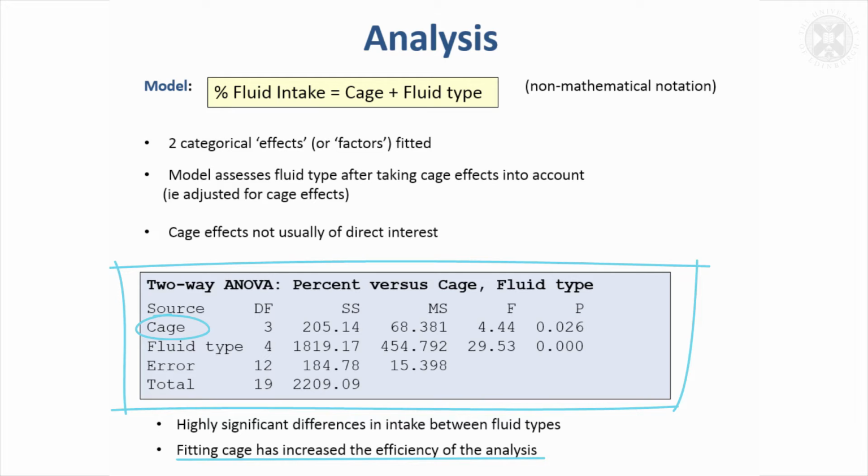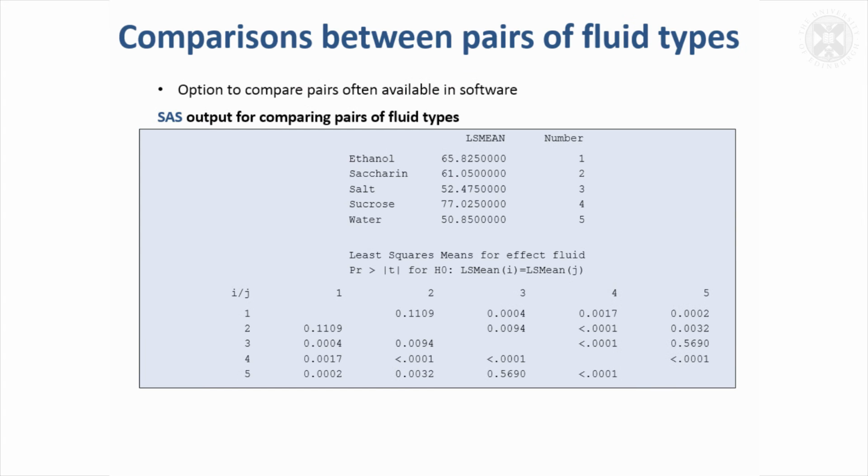And if we took that out of the model, we'd find this p-value would go up a bit and it would be a less efficient model. So we've been able to adjust for the effect of cages by using a 2-way analysis of variance. And of course, now we've established that the mice have different preferences for these 5 different types of fluid. They like the ethanol and particularly the sucrose, and of course the water they don't really have a preference for because it's against the control of water.